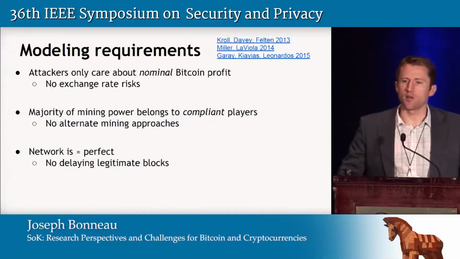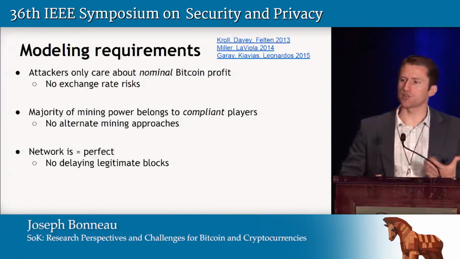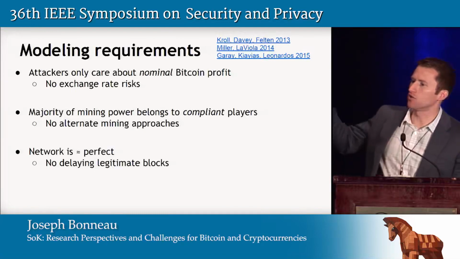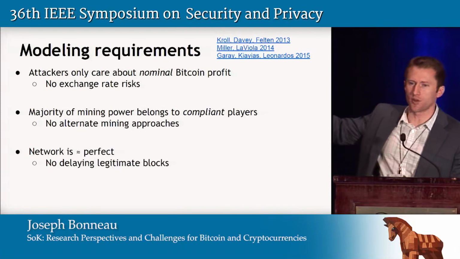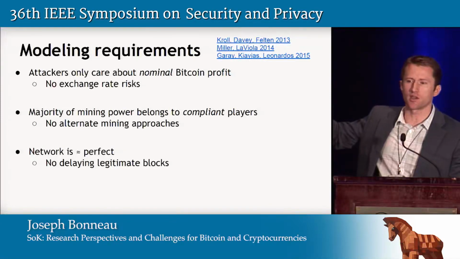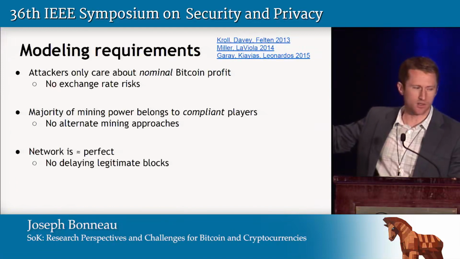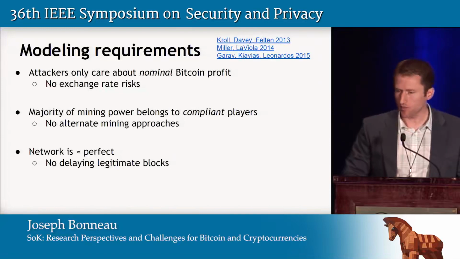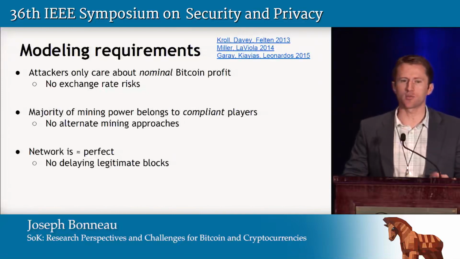So the question really becomes, what assumptions do we need to make to prove that those properties hold? If you make some quite strong assumptions, then you can prove that they hold. So just for example, we have to assume the majority of miners are running the default protocol, not making any changes. The only thing that attackers care about is making a Bitcoin profit. They don't care about the actual real-world value of those Bitcoins. And we have to assume that that network layer basically works perfectly. And if you make all those assumptions, you can prove that 4 of the 5 properties I showed you hold.